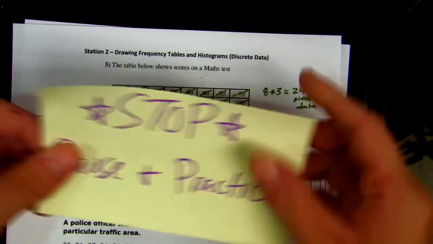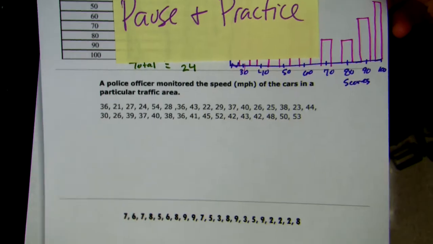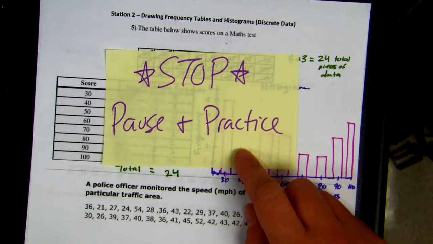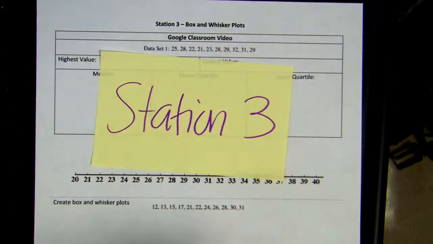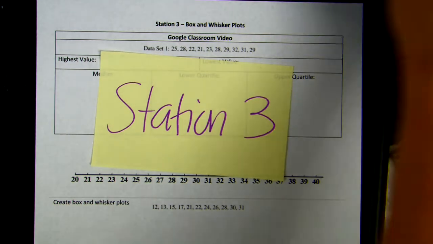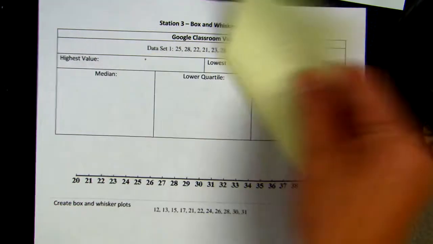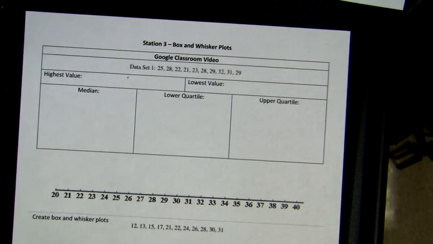Here you are going to stop, pause, and practice, completing these practice problems on the front and the 2 on the back. When you are finished with practice, you are going to pick back up with the video at station 3. So this is our last and final station, our box and whisker plots. We're going to go over the top section of these, finish the practice, and then you will be done with the quiz review.